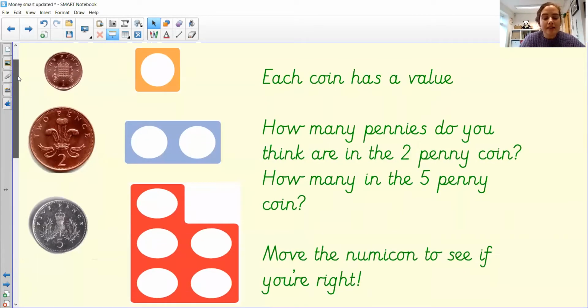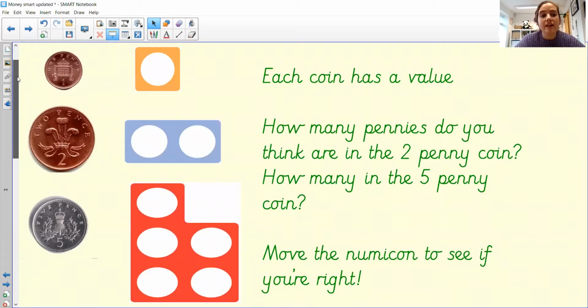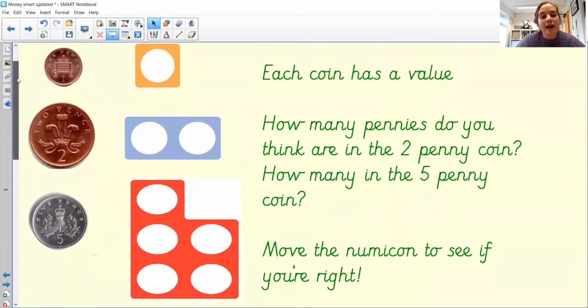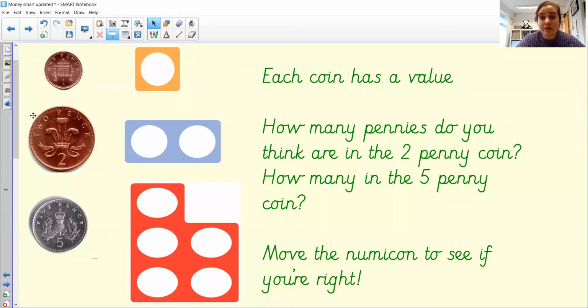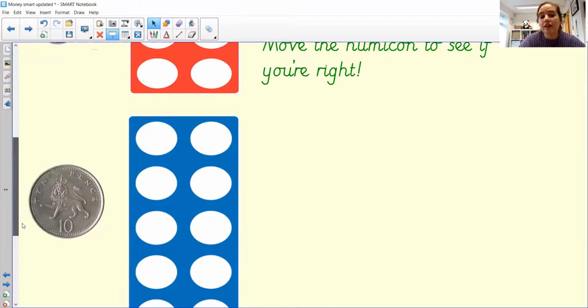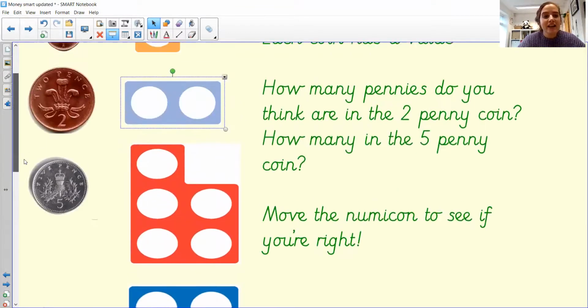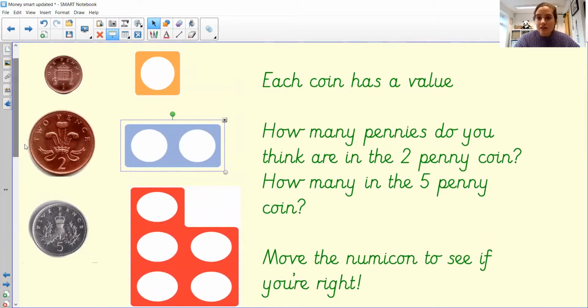So we talked yesterday about each coin having a value, and I talked about how money can trick us sometimes because the 2p coin is a lot larger than the 5p coin, but actually it's worth a lot less. It has a lower value. So it says, how many pennies do you think are in the 2p coin, the 5p coin, and the 10p coin? If you want to pause the video, please do so now and discuss this at home, but we're going to move on.